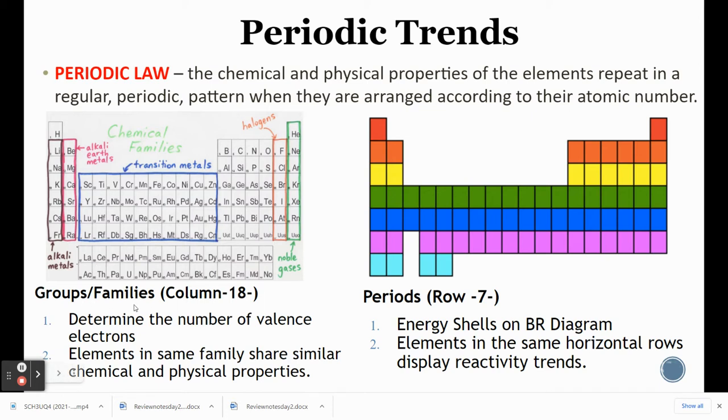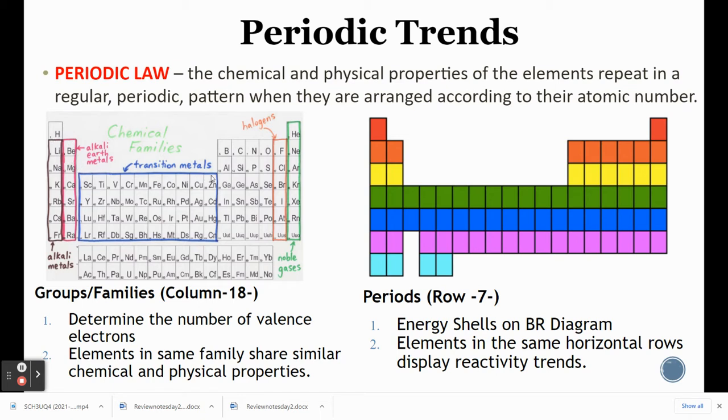So first of all, in a periodic table, you have groups or families. Those are your columns, the vertical columns going up and down like this. And you have 18 of them, 1, 2, all the way up to 18. This is your 18th column over here, or 18th family. And then the group number tells you the number of valence electrons. So for example, in group number 1, you have 1 valence electron, then 2.